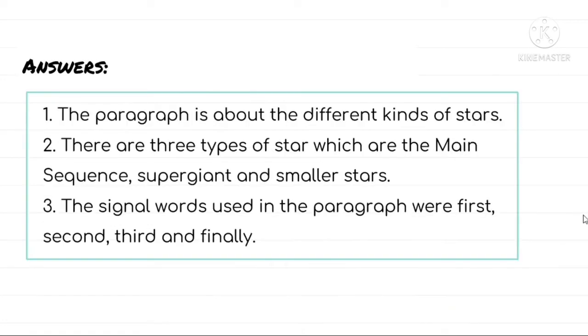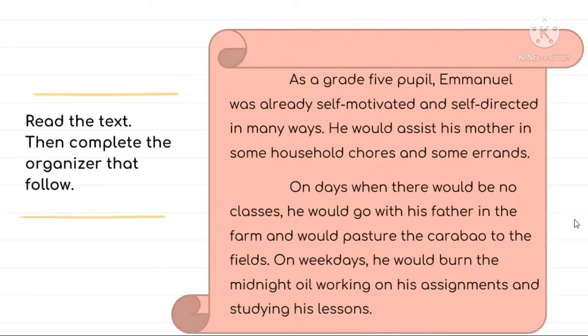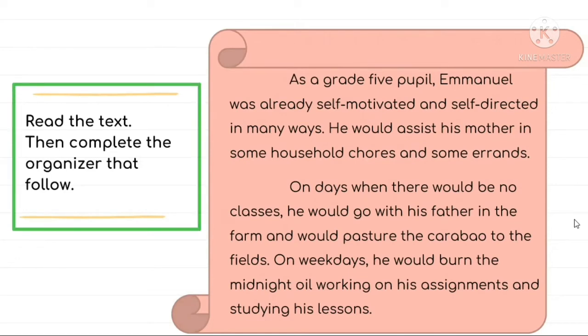Here are the answers. In number 1, the paragraph is about the different kinds of stars. Number 2, there are 3 types of stars, which are the main sequence, supergiant, and smaller stars. And number 3, the signal words used in the paragraph were first, second, third, and finally. Moving on, here is the second exercise for you. Read the text, then complete the organizer that follows.